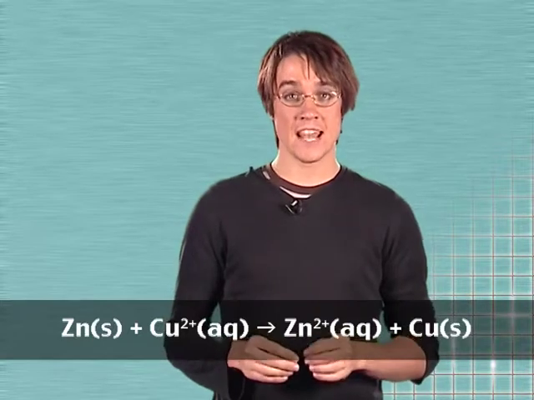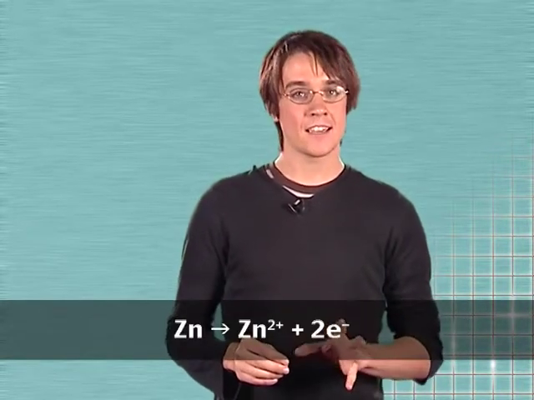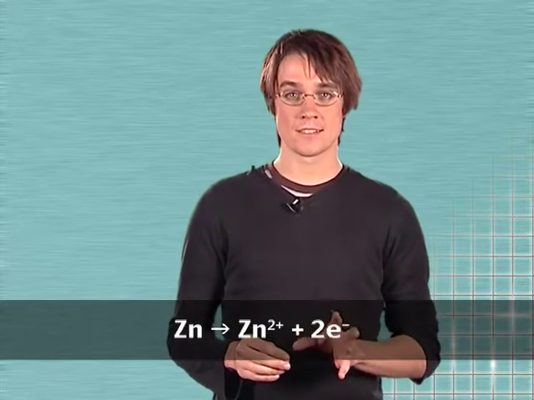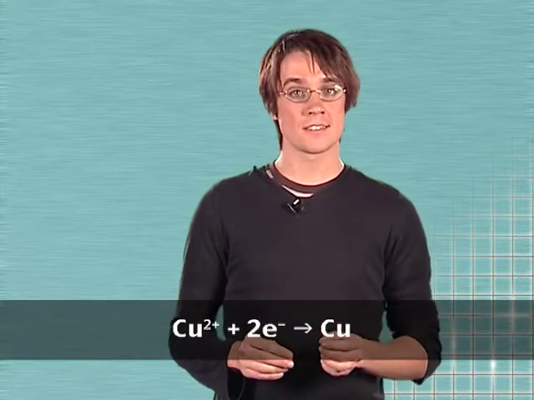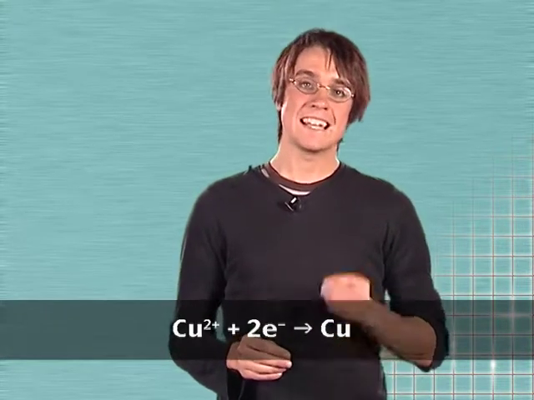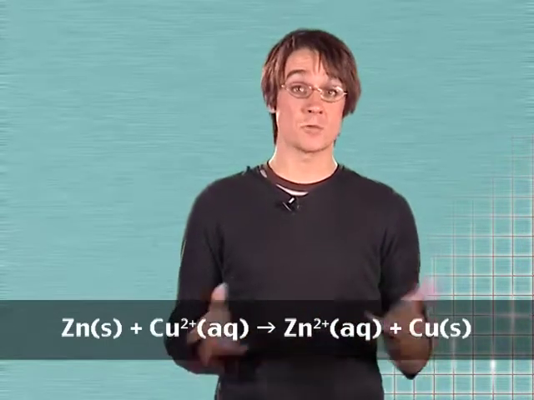In the reaction between zinc and copper-2 ions in aqueous solution, there are two half equations. Zinc is oxidized to Zn2+. It loses 2 electrons. And Cu2+ is reduced to copper. It gains 2 electrons. So, which reactant is the reducing agent? Zinc, because it is oxidized and loses 2 electrons. Cu2+ gains these 2 electrons and is reduced to copper.